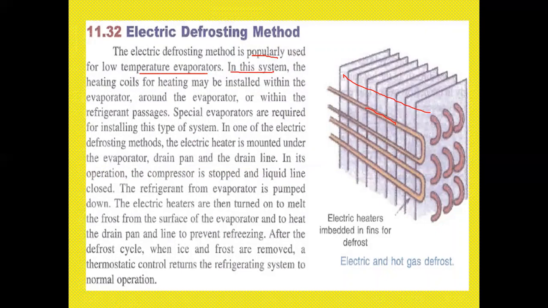In this system, the heating coils for heating may be installed within the evaporator, around the evaporator, or within the refrigerant passes. So what happens in this system is that the heating coils can be placed at any point in the evaporator, around the evaporator, or within the refrigerant passes. Special evaporators are required for installing this type of system.